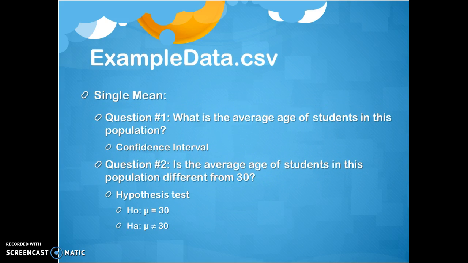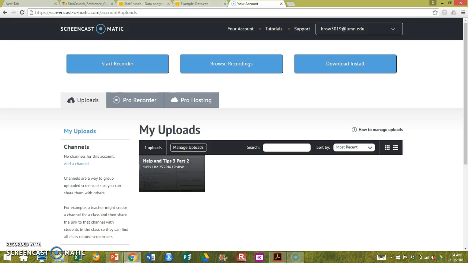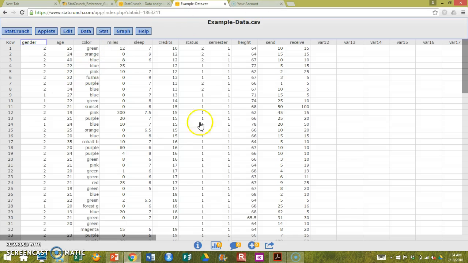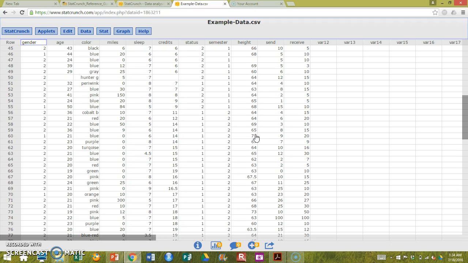Okay, so let's do some examples here and show you how this works in StatCrunch. So to show you how you're actually going to use it, using the example data.csv, let's ask a question. Let's show you what we got here. So I got some example data here of a bunch of students, 119 students.